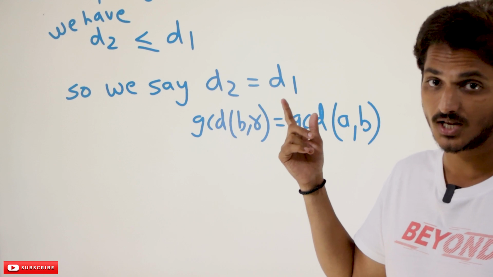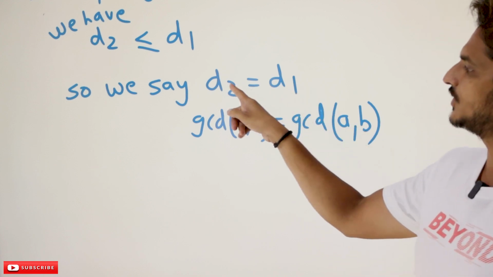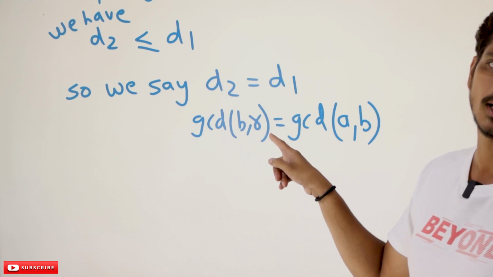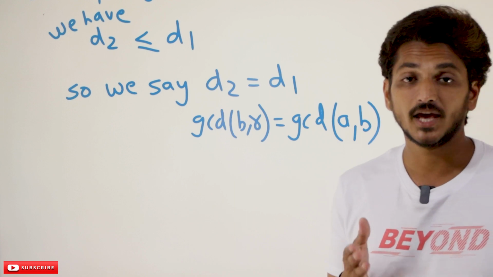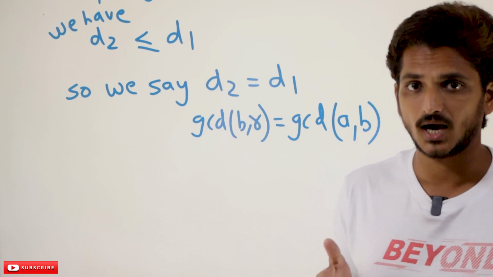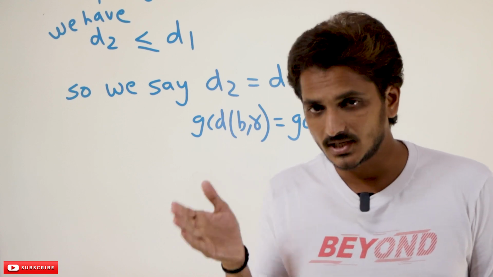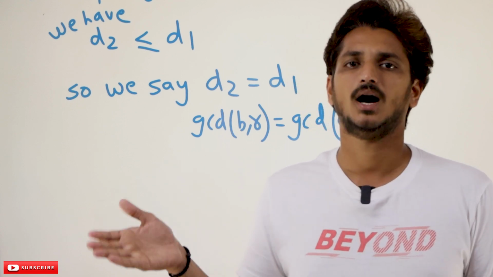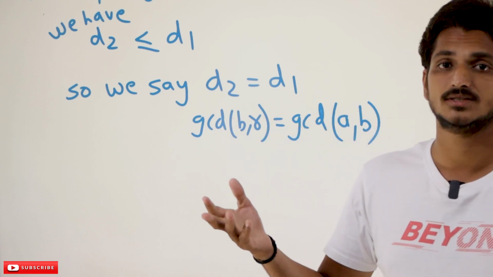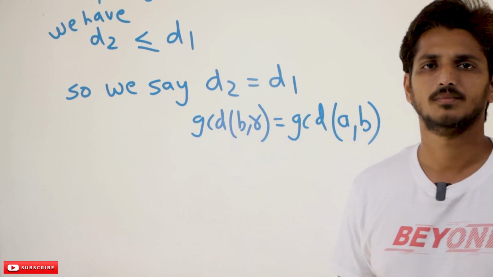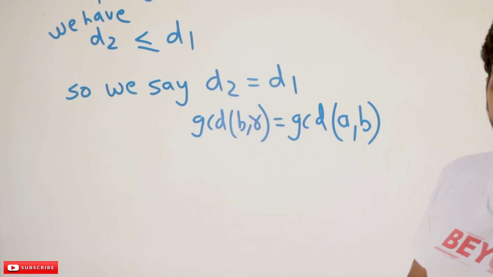So initially we assumed that D1 is GCD of A comma B and D2 is GCD of B comma R. Both are the same. So if A is equal to BQ plus R, then we can say that GCD of A comma B is equal to GCD of B comma R. This is the statement we are going to use in our next class to show the theorem. Hope you understand this.